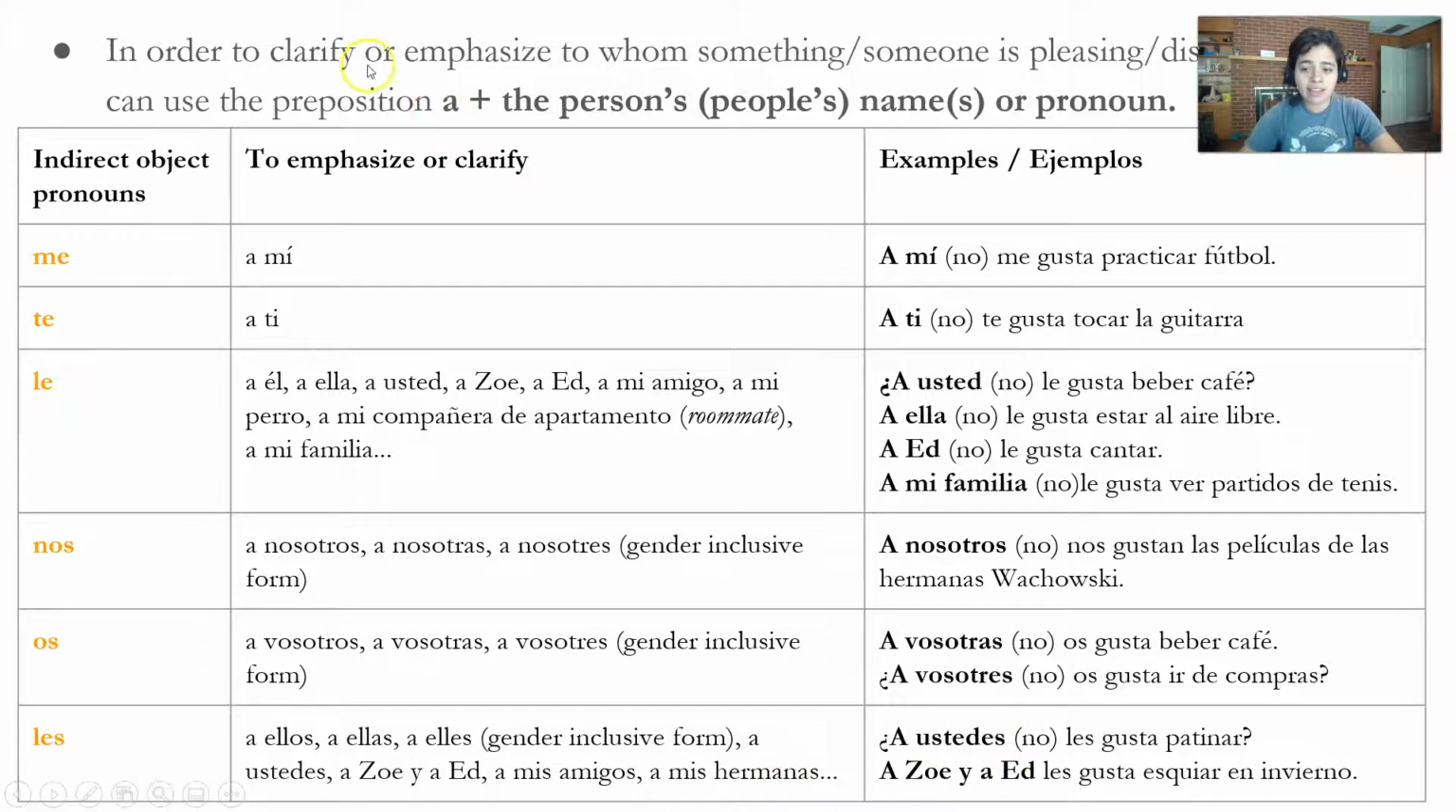So this one can actually be very helpful to clarify because we know that the usted, él, ella form is the same indirect object pronoun. So this can actually clarify: I'm talking to you, I'm talking to her, I'm talking to him, to whom I'm talking. The same with les, right? Because it can also refer to ellos, ellas, but also to ustedes. So if you put it explicitly, then the person would know who you are talking to.